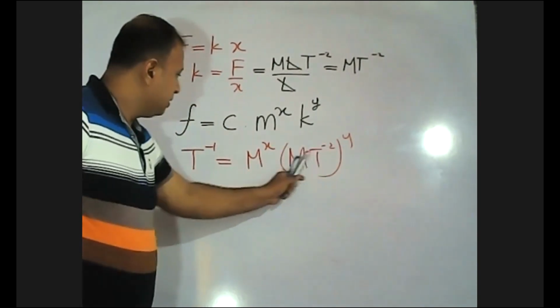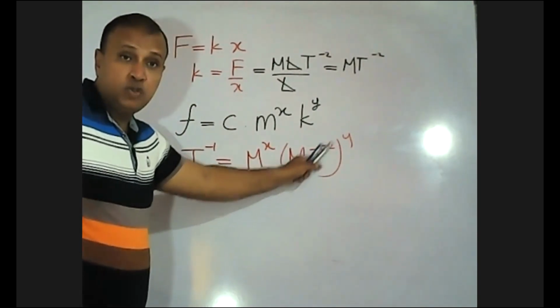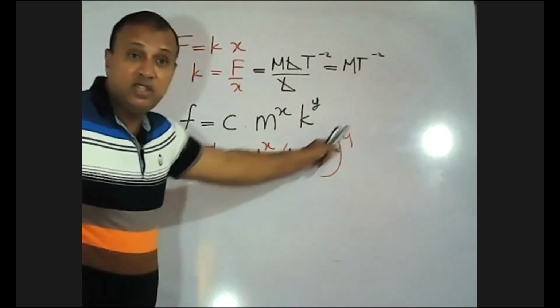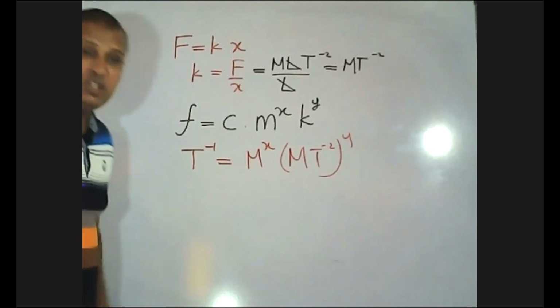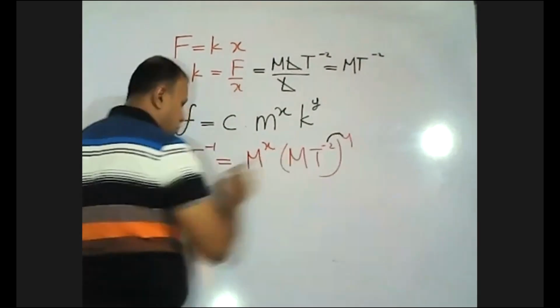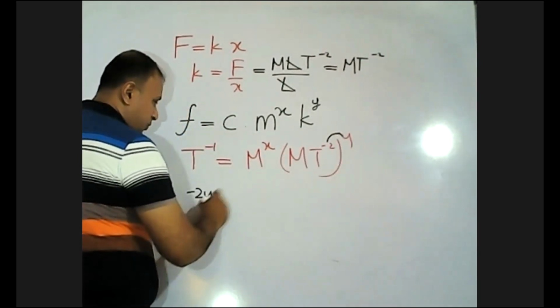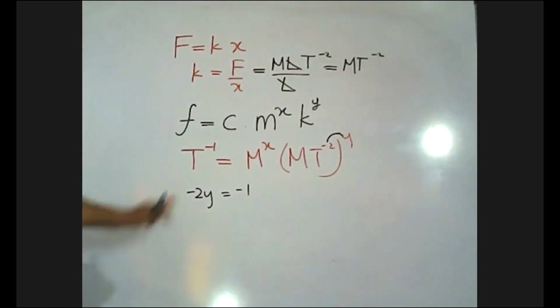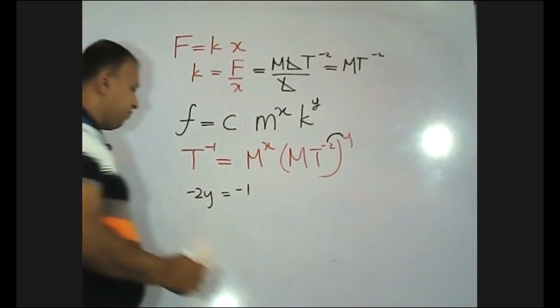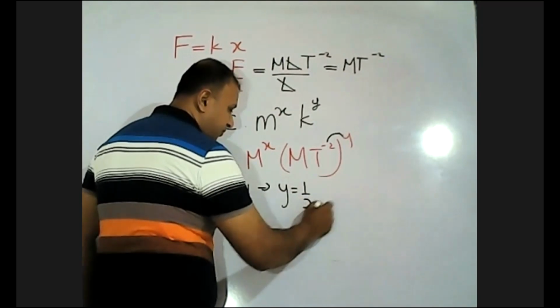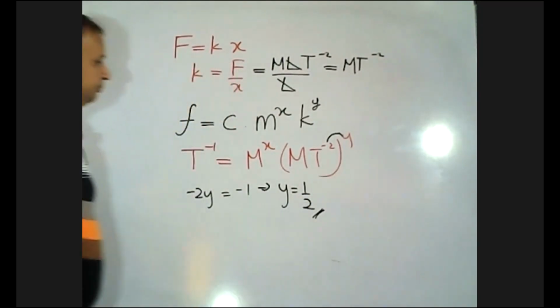Look at this. T to the power minus 2 into y. That means minus 2y. Minus 2y should be equal to minus 1 here. Therefore, y should be equal to plus half.